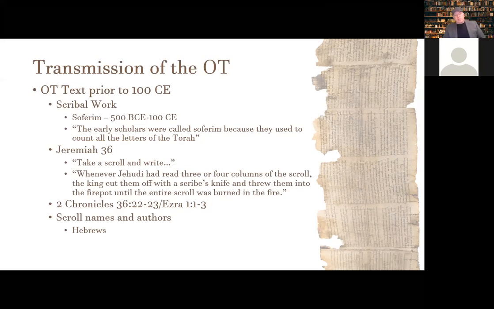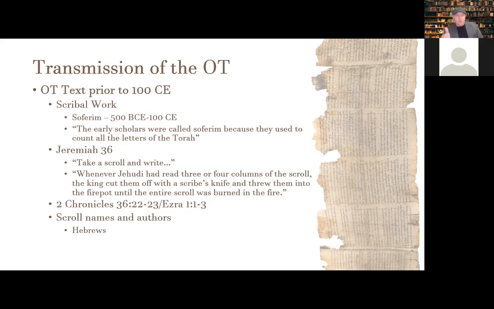Jeremiah 36 gives us an inclination of the scribes themselves. We talked about this a little bit before, but I thought I would add it here because it gives context to the scribal work that was going on. It starts off with God telling Jeremiah, take a scroll and write on it these words. So he's going to write this scroll and take it to the king. And when it gets there, it says, whenever Jehudi had read three or four columns of the scroll, the king cut them off with a scribe's knife and threw them into the fire pot until the entire scroll was burned in the fire.